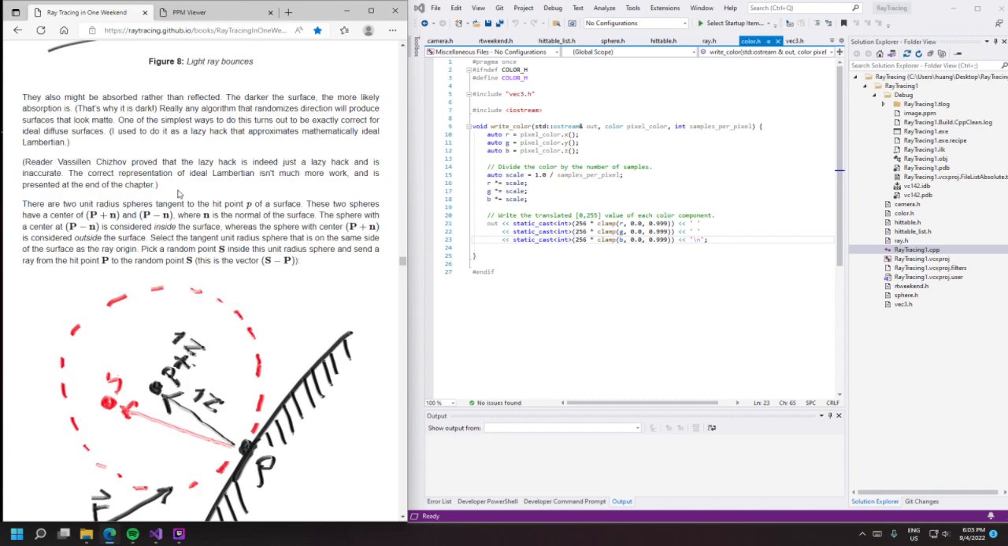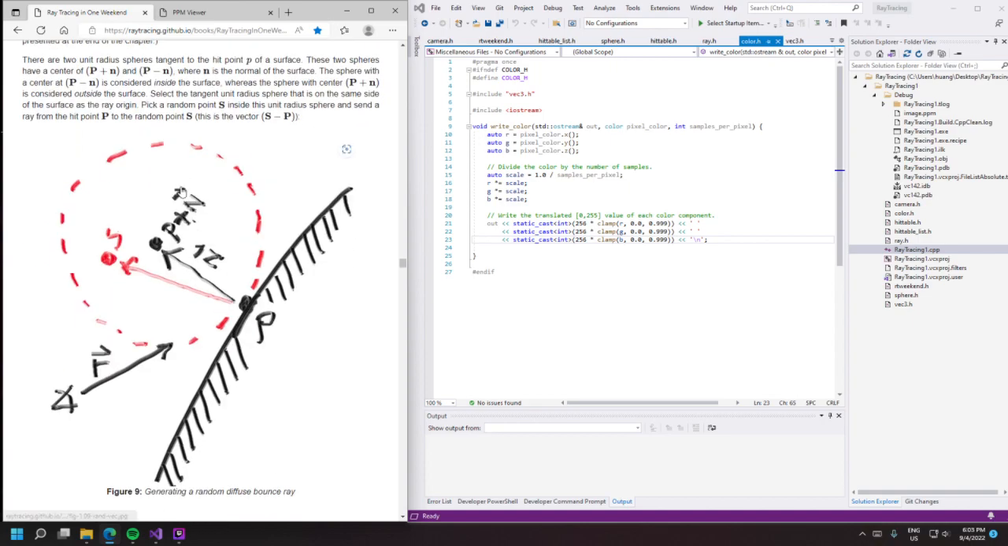There are 2 unit spheres tangent to the hit point P of the surface. These 2 spheres have a center of P plus n and P minus n, where n is the normal of the surface. The sphere with center P minus n is considered inside the surface, where the sphere with center P plus n is considered outside the surface. Okay, this part at least makes sense. Select the tangent unit radius sphere that's on the same side of the surface as the ray origin. Pick a random point S inside the unit radius sphere and send a ray from the hit point P to the random point S. Okay, I think this part makes sense.